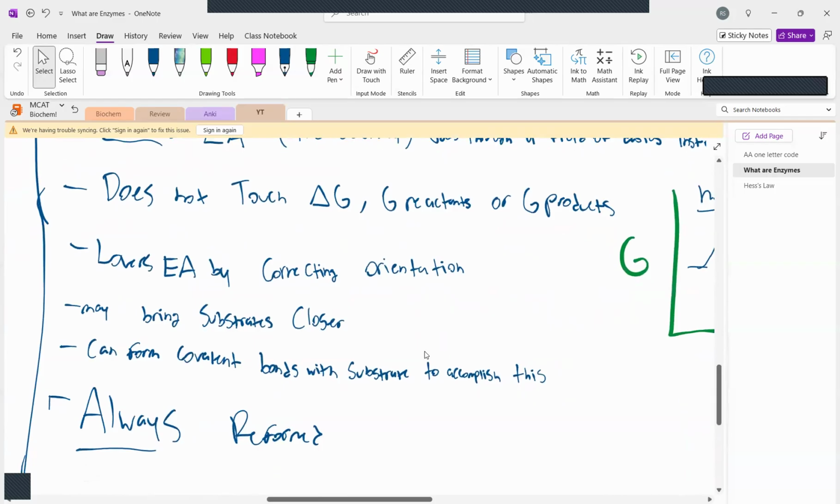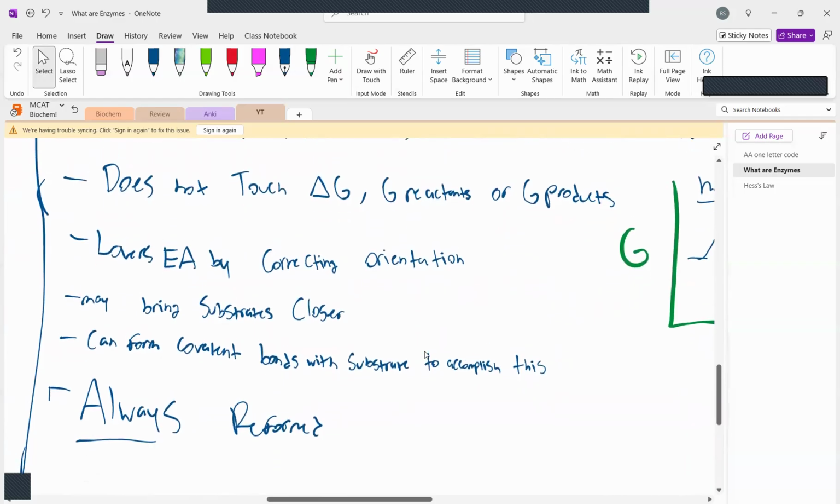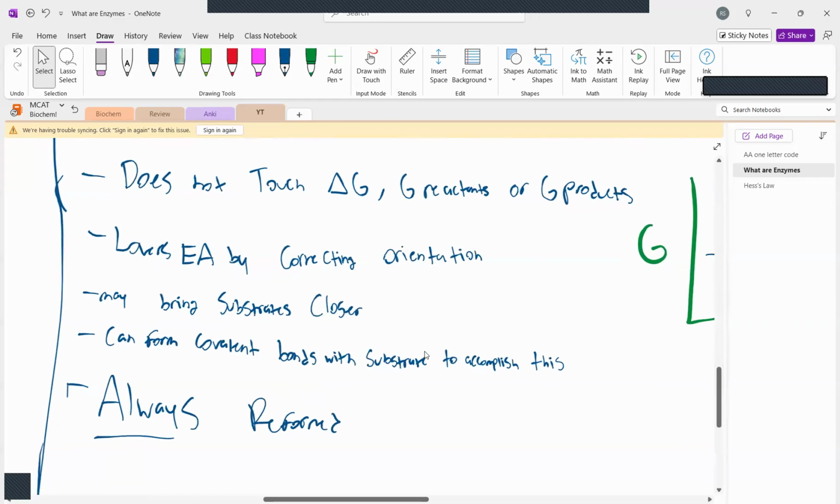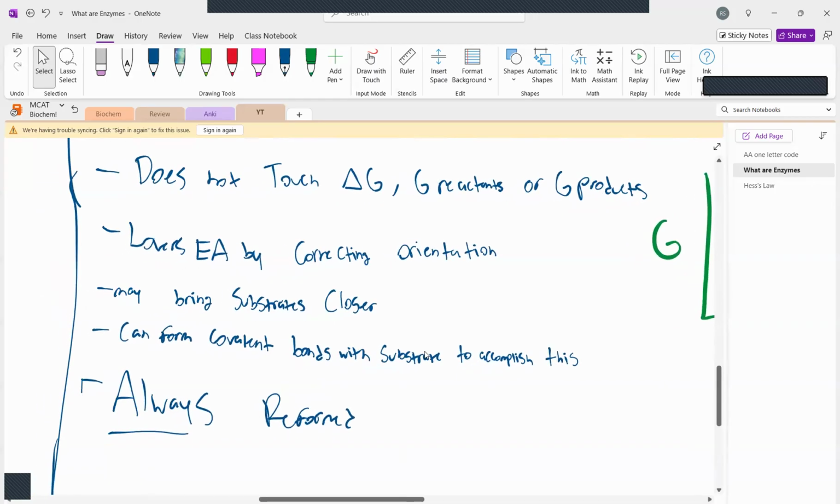So how does it do it? It lowers activation energy. Typically enzymes do this by correcting the orientation. If you leave it up to chance, it could take a while before the substrates are in perfect synchrony and combine at just the right angle to form the product. It could also bring the substrates closer together. And some of them, most of them, form covalent bonds or some type of bond with a substrate. It could also be London dispersion, and very rarely a hydrogen bond, just because that's pretty strong, with the substrate to accomplish this.